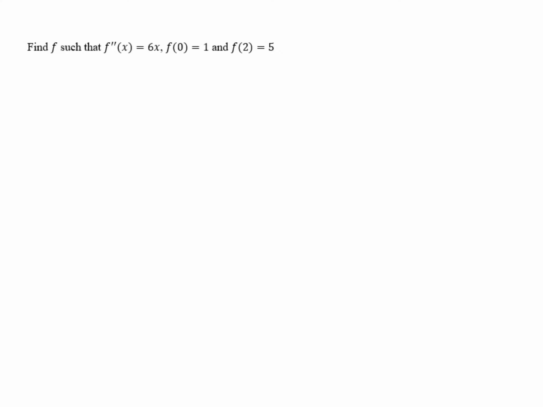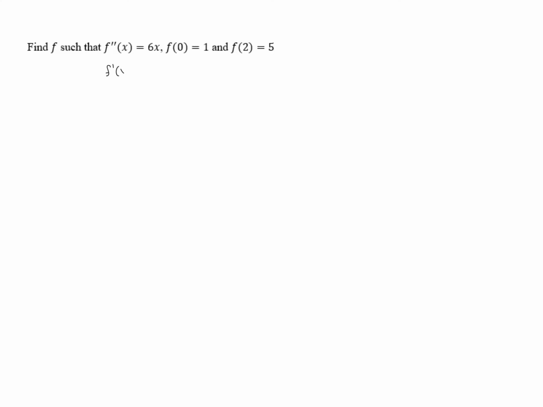Find f such that the second derivative of f with respect to x is 6x, f of 0 equals 1, and f of 2 equals 5. So we're given the second derivative, and we need to figure out the function. So we're going to have to antidifferentiate twice.